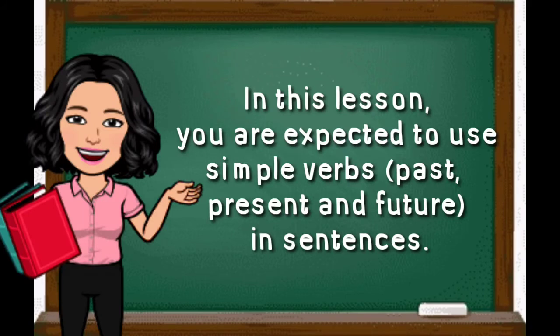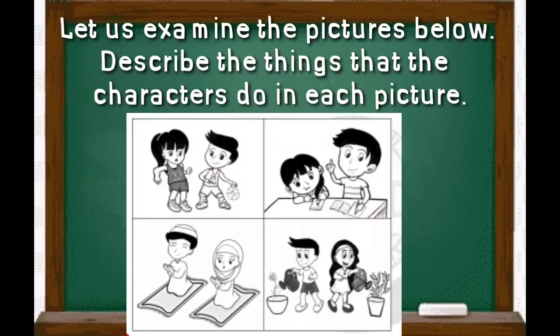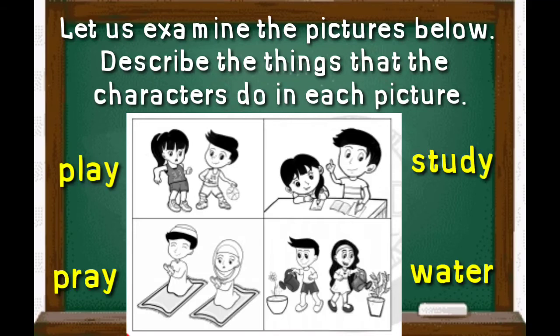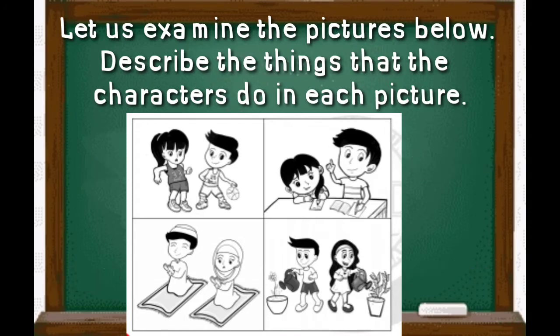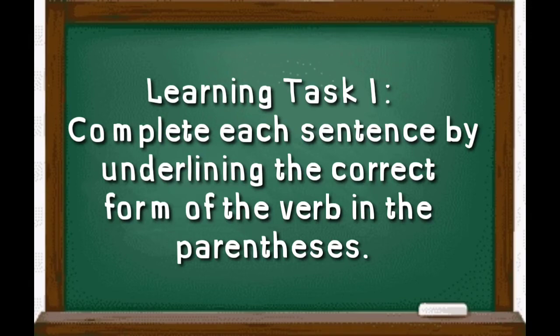In this lesson, you are expected to use simple verbs, past, present, and future in sentences. Let us examine the pictures below. Describe the things that the characters do in each picture. Correct. Play, pray, study, and water. The first learning task, complete each sentence by underlining the correct form of the verb in the parentheses.